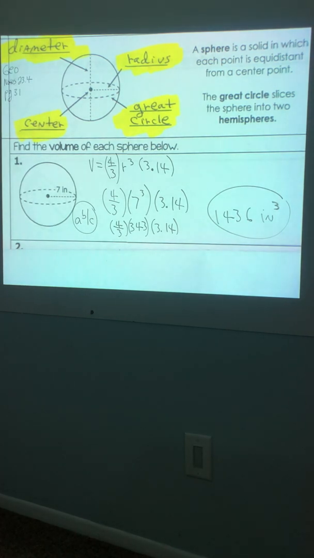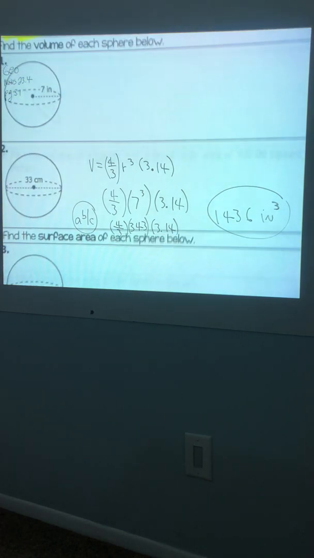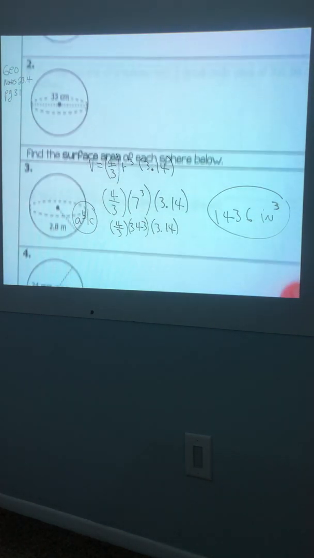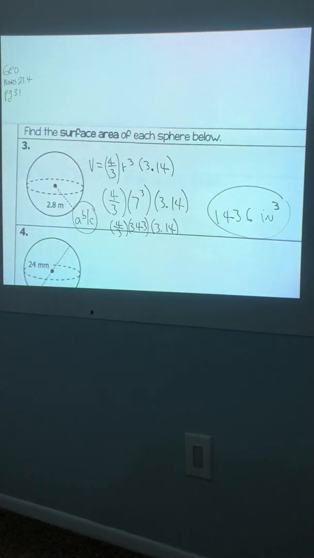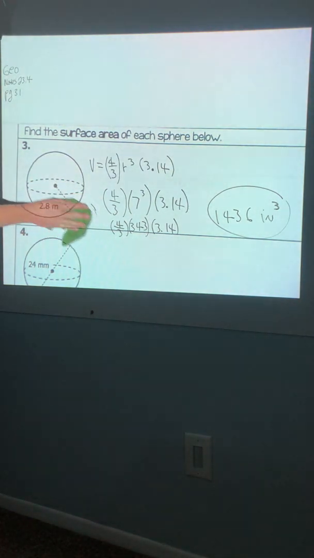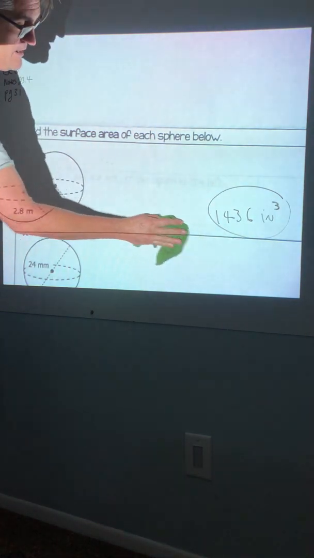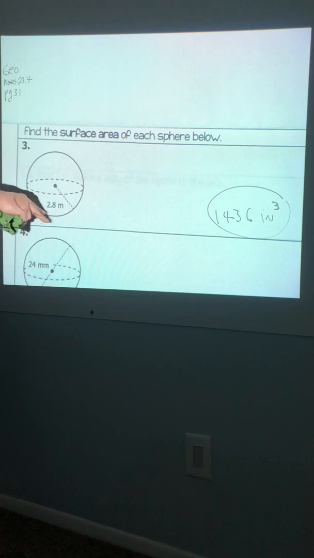Now that's filling that sphere, that ball. Now we're going to do surface area of a sphere, and I've got good news for you: the formula is actually much easier. So let's skip to number 3. The only thing different with number 3 is it says find the surface area. Remember, we're not filling that sphere. We're taking spray paint and spraying the outside of it, covering the surface of it.